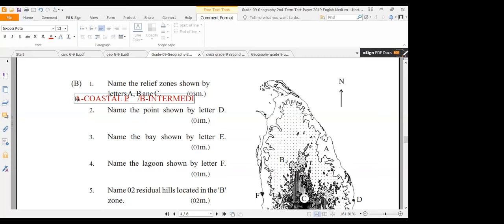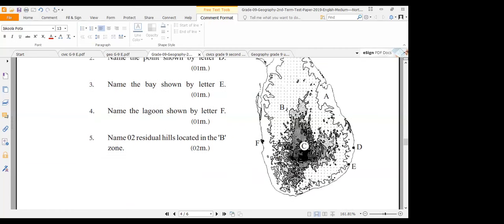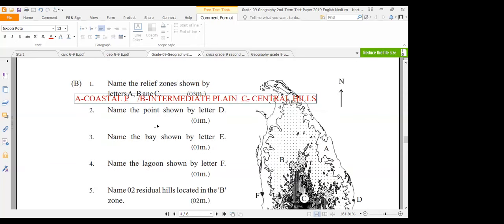Intermediate plain. C, Central Hill Country, that's the Central Hills. Hill Country is also correct. Name the point shown by letter D. Sangamankanda point, yes. Sangamankanda point, answer correct.